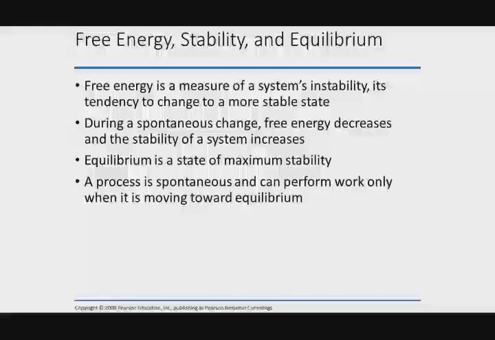So these are some points that we really want to get in our head. The idea is that free energy is just a measurement. Gibbs free energy is a measurement of the system's instability, its tendency to change to a more stable state. Ultimately, that's going to be the amount of energy that I can actually get out of it to do something. So during that spontaneous change, free energy decreases and the stability of the system increases. Equilibrium is maximum stability, and a process is spontaneous. It can perform work only when it's moving towards equilibrium, right?